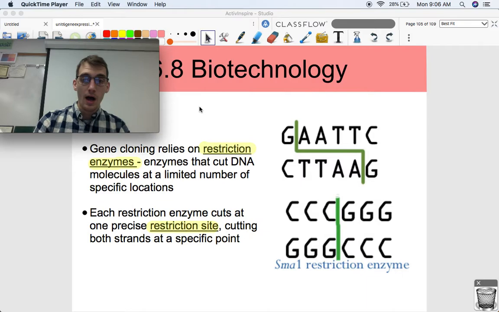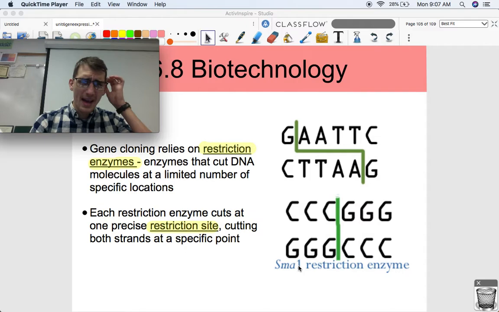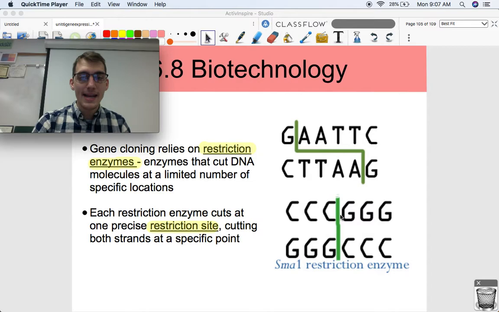And how these work is they find one particular sequence and then they cut both strands of the DNA at a very, very specific point. Okay, so a restriction enzyme only cuts a DNA strand at very specific points. Like SmaI, I think it's named after the bacterial cell that it was isolated from, will cut a DNA sequence at CCCGGG. Okay, and it'll cut it right down the middle here.